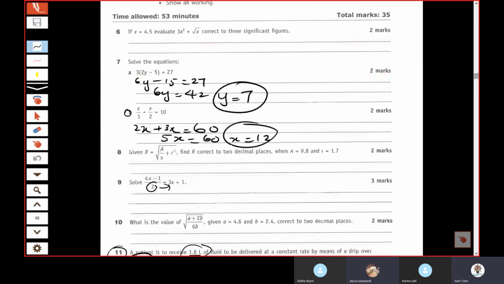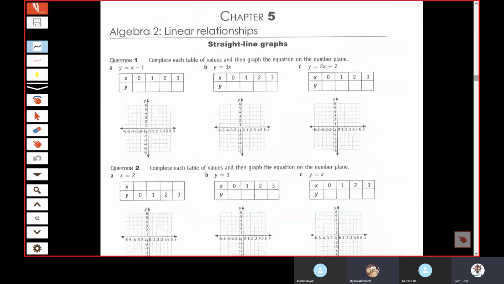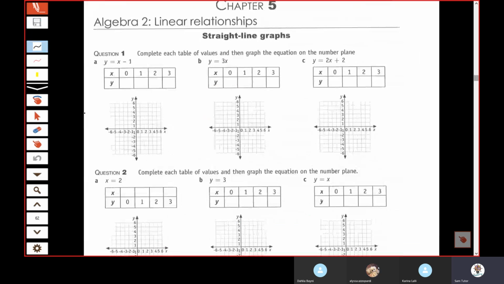Chapter 5. Okay. So, straight line graphs. Complete each table of values and then graph the equation on the number plane. Well, you'll have a table of values, as you can see, x and y. X is 0, 1, 2, and 3. And it says the equation is y equals x take away 1.